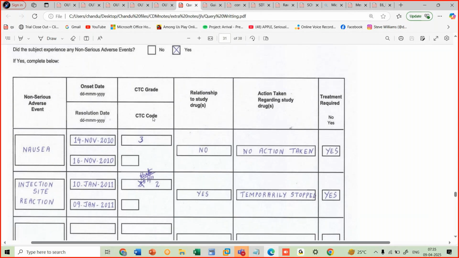In this one, if you look at the injection site reaction, the onset date is after the resolution date. The resolution date should always be after the start date. The stop date should always be after the start date, but here it is given before it.